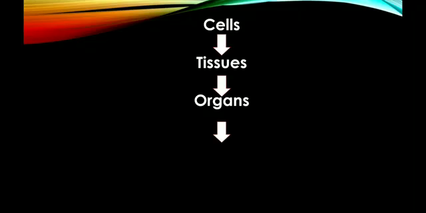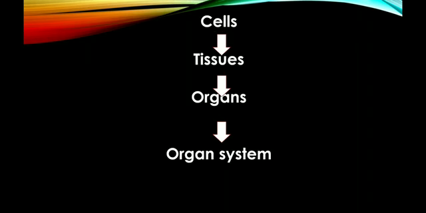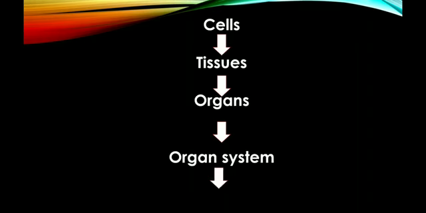When different organs combine together, they form an organ system. And when different organ systems combine together, they form a body. So your body is basically formed by cells, but that cell has changed into tissues, then organs, then organ systems, and then your body is formed.